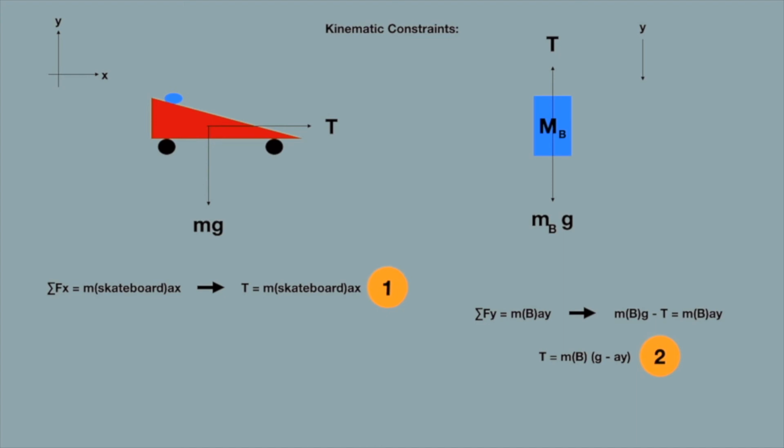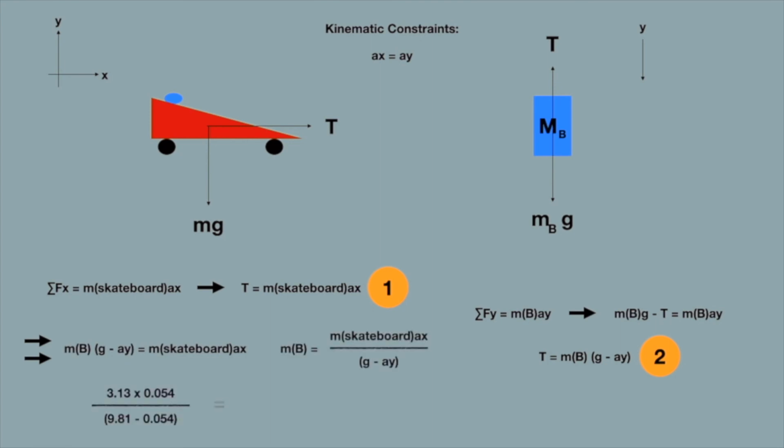As we know that both equations 1 and 2 have T in common, we can equate those two equations. And since acceleration in the y direction in the skateboard's free body diagram equals 0, and acceleration in the x direction in object B's free body diagram equals 0, we can assume that acceleration in the x direction of the skateboard equals acceleration in the y direction for object B. With this in mind, we can rearrange for the mass of object B and solve. This leaves us with mass of object B equating to 0.01728 kg, or 17.28 grams. This is the mass that's needed to produce an acceleration great enough to stop object A from slipping.